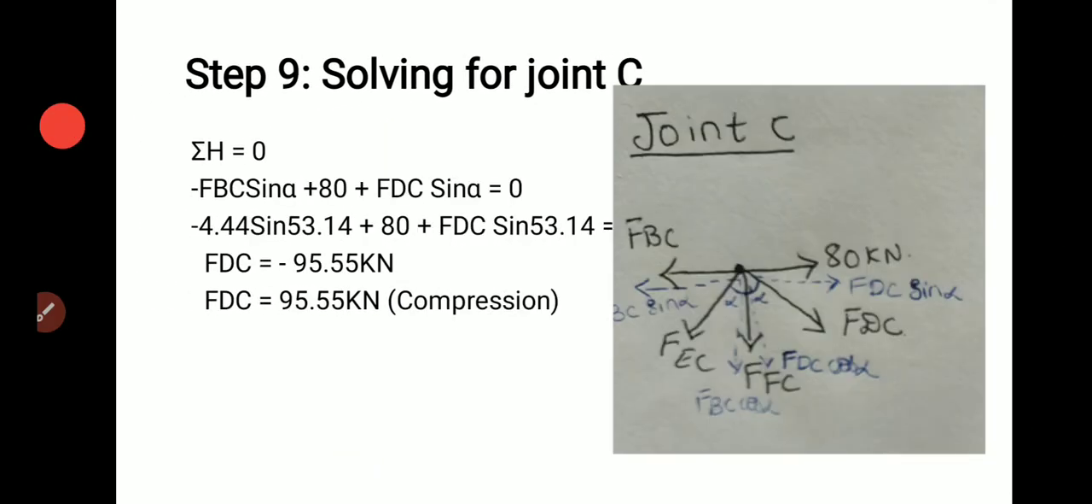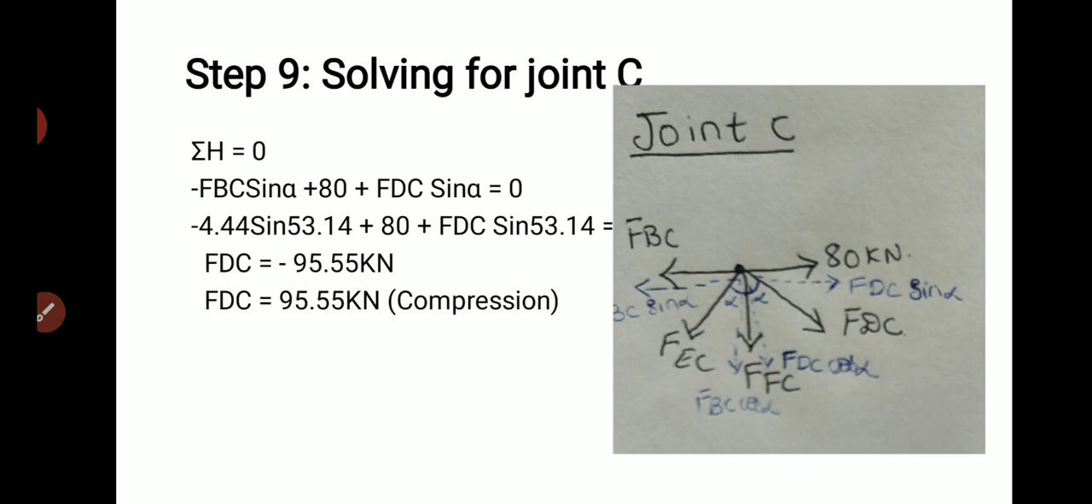So the next is joint C. In joint C, you can see five different forces here: FBC, FDC, FFC, and FEC. So here, if I consider sigma H, alpha I have determined. I have taken theta which I had determined, so 90 minus theta is equal to alpha, as in my previous slides. So I just retain that alpha as the same 53.14 degrees itself.